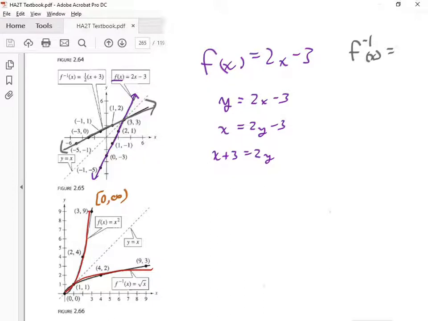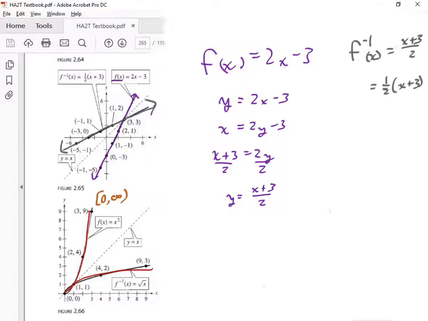And then how would I get the y alone? Divide by 2. I would divide by 2, divide by 2. And so then my y would equal x plus 3 divided by 2. Now that's not exactly what I see right here. That's just because they wrote it just slightly differently. Instead of writing x plus 3 divided by 2, they took the 2 out and they said 1/2 times x plus 3, which would give me the same thing as that. Right? You guys see that? Okay, so this is how you find the inverse function.